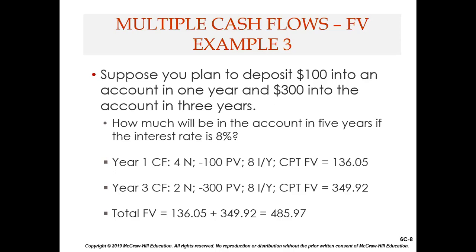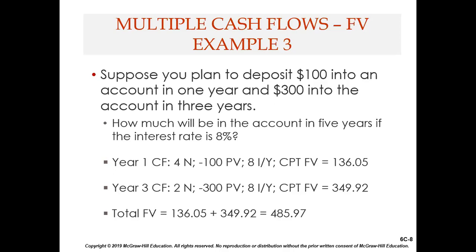So N is 4, or if you're using your formulas, you would use 4 for your N. Interest is 8%. Present value would be negative 100, because that's the deposit you're making and you're determining its future value. Alpha enter for future value, 136.05. So that's the future value of the 100.